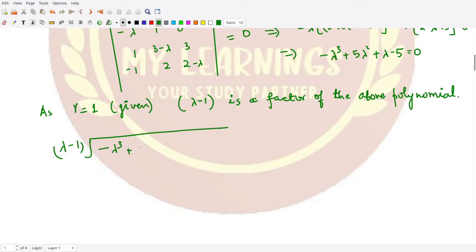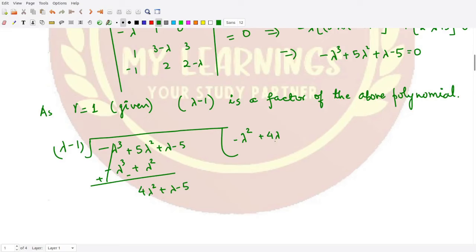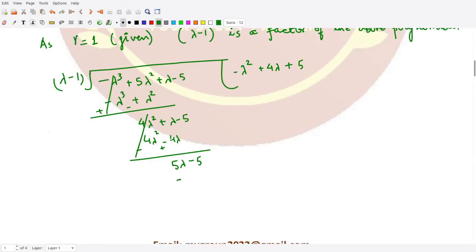So let me divide the given polynomial in order to find the remaining polynomial. It is minus lambda square, right? You have minus lambda cube and then plus lambda square, and they cancel, leaving 4 lambda square plus lambda minus 5. So here you have plus 4 lambda, and because we are multiplying 4 lambda with minus 1, it is minus 4 lambda, so this cancels out. You have 5 lambda minus 5, and finally plus 5, so this gives 5 lambda minus 5. On changing sign, both cancel and your remainder is 0.